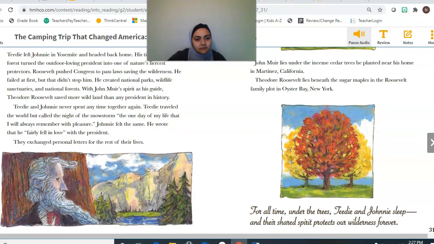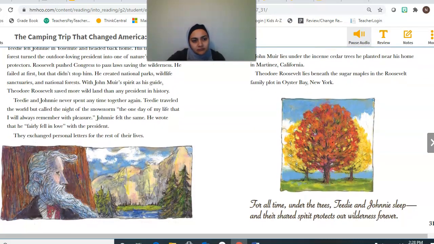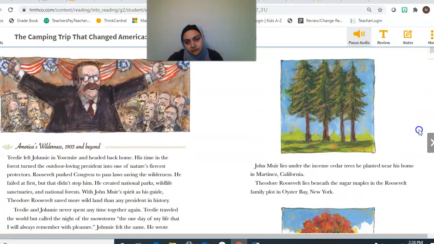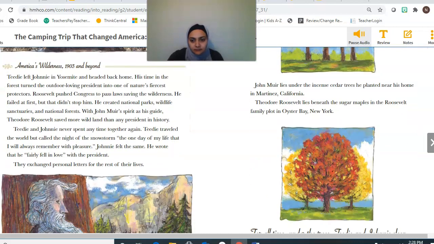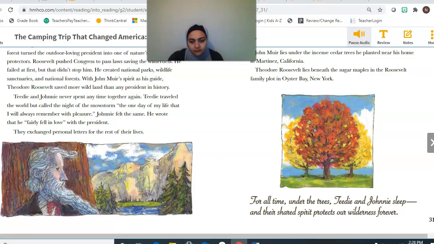Teedy and Johnny never spent any time together again. Teedy traveled the world, but called the night of the snowstorm "the one day of my life that I will always remember with pleasure." Johnny felt the same. He wrote that he fairly fell in love with the president. They exchanged personal letters for the rest of their lives. John Muir lies under the incense cedar trees he planted near his home in Martinez, California. Theodore Roosevelt lies beneath the sugar maples in the Roosevelt family plot in Oyster Bay, New York. For all time, under the trees, Teedy and Johnny sleep, and their shared spirit protects our wilderness forever.